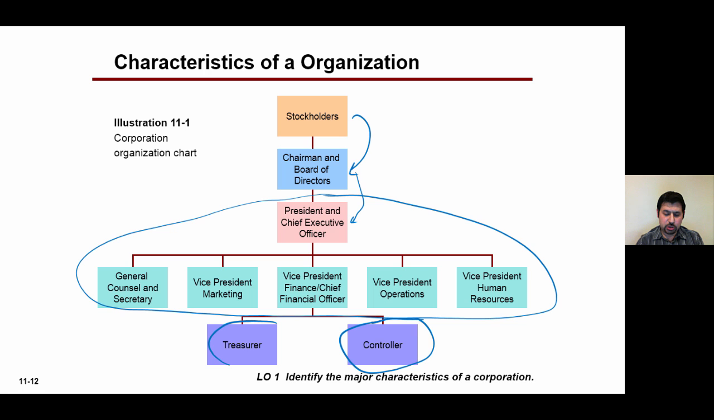The treasurer is basically the custodian of the company's funds, and they are responsible for the company's cash position.